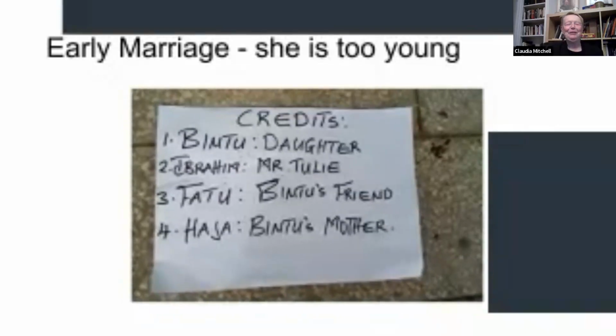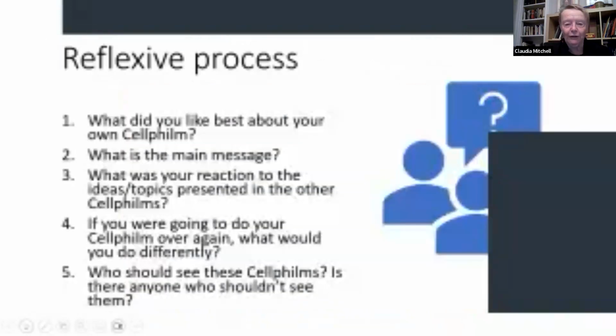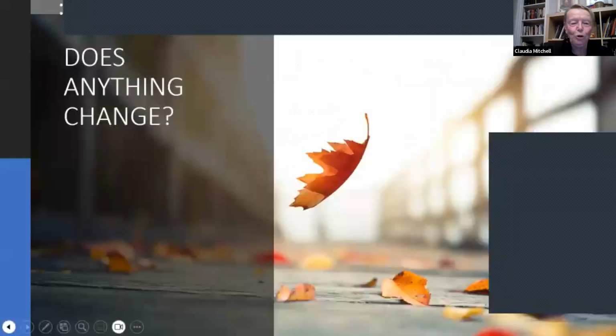So just moving to the next slide. Oh, we've got lots of credits here as well. This is a typical cell film done in a very low-tech, no editing required approach.